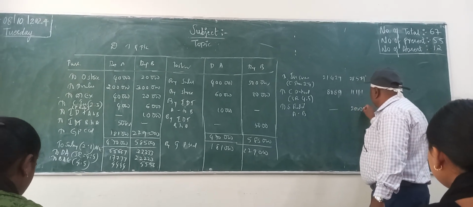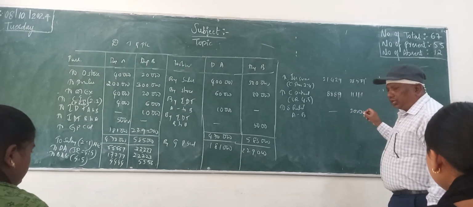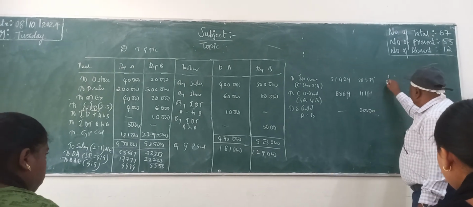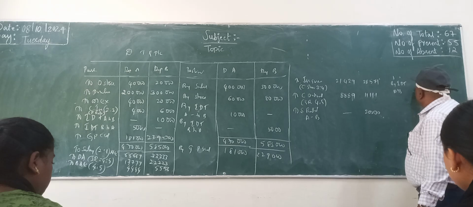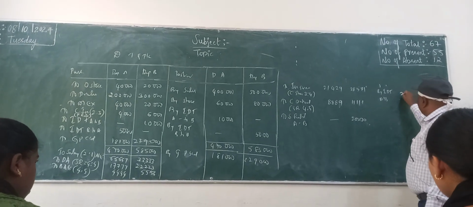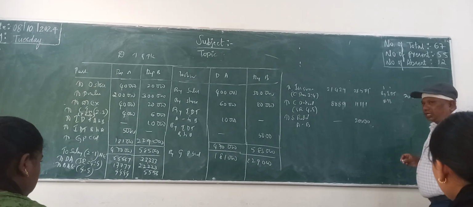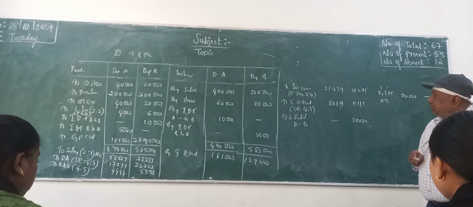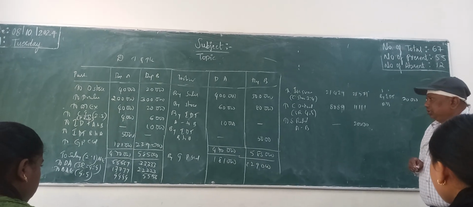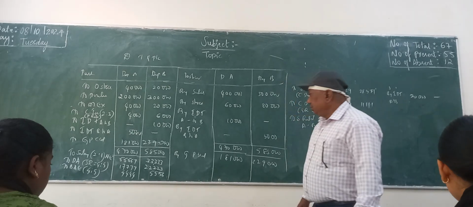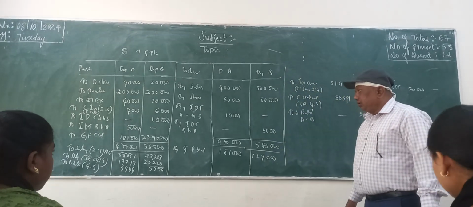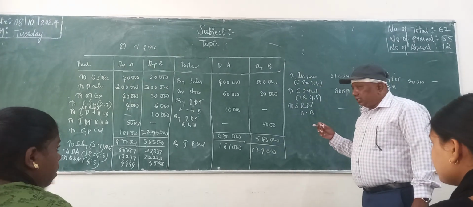20,000 now. 20,000, right? By inter-departmental transfer A to B. A is selling, right? 20,000. Correct? Now the total of department A, how much on the debit side? 1,19,000. This is all.